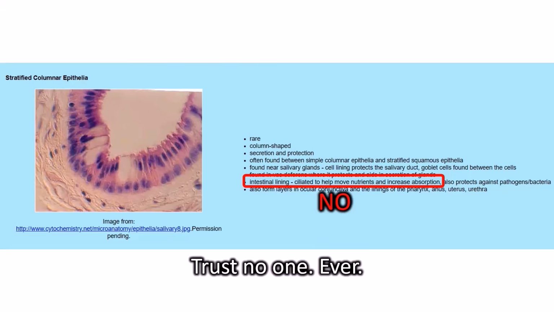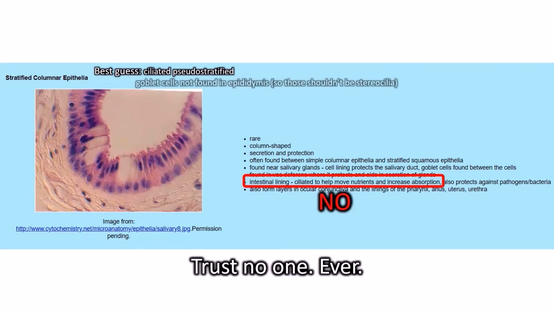My best guess is that this is ciliated pseudostratified, and I'm basing that on the fact that I believe these are goblet cells, which you would not find in the epididymis, so I would think that these are actual cilia, not stereocilia, which would make this ciliated pseudostratified.